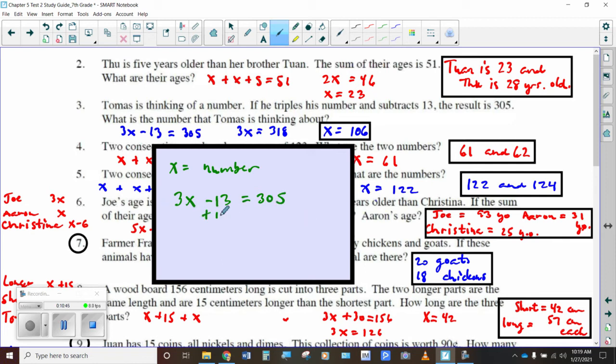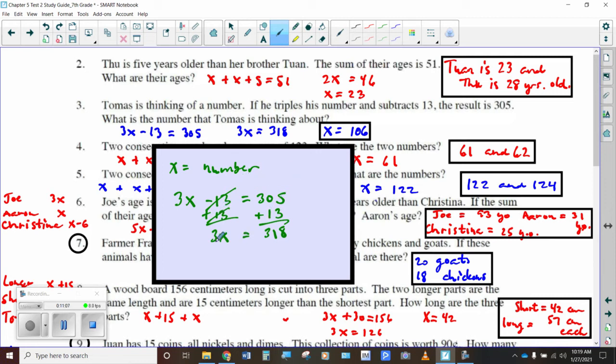Let's add 13 to each side to find out what the 3x is equal to. And it must be equal to 318. See how it says 3x equals 318 there? Because we canceled out the negative 13 when we added its opposite to it. Formed a zero pair. That becomes 3x plus 0, so we'll just call it 3x. But whatever you do to the left side, you have to do the same thing to the right side.